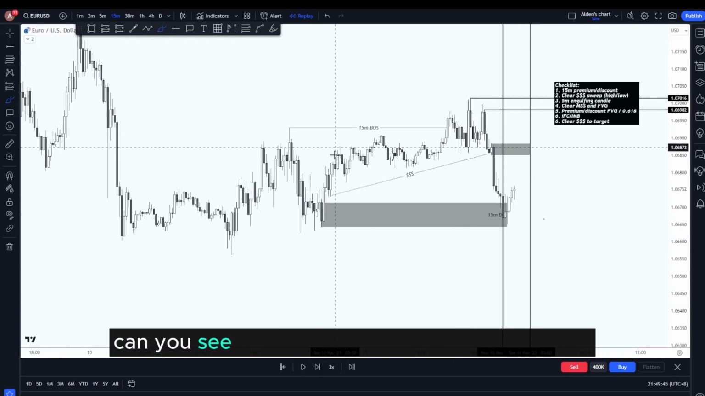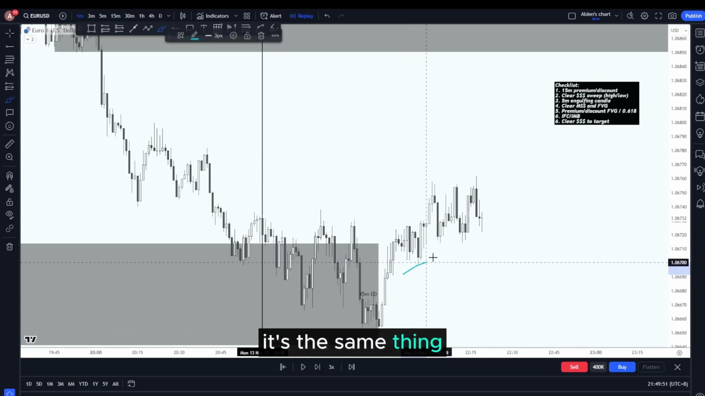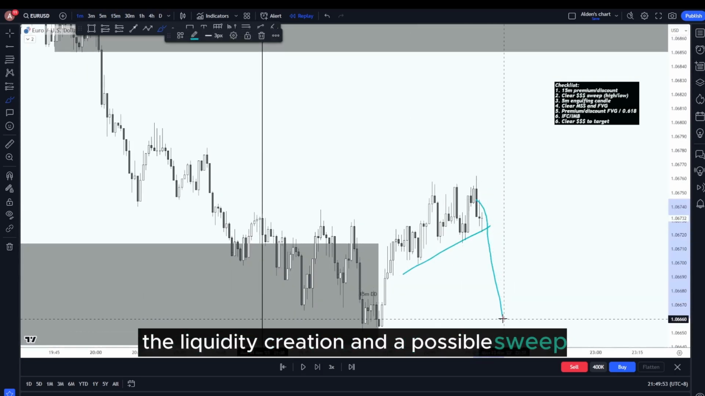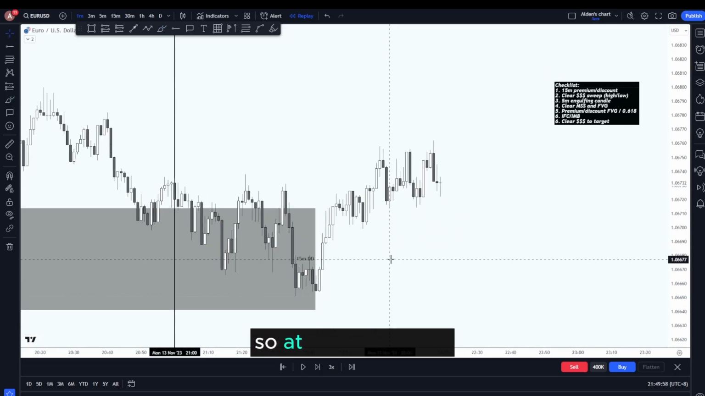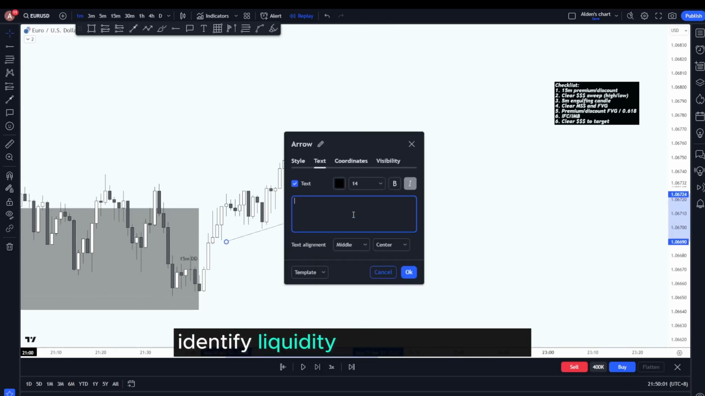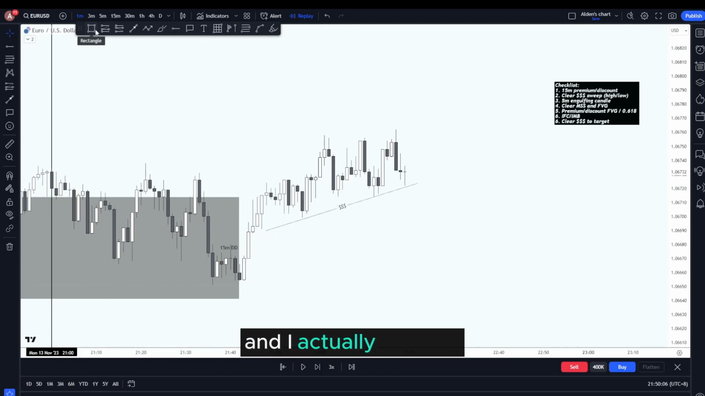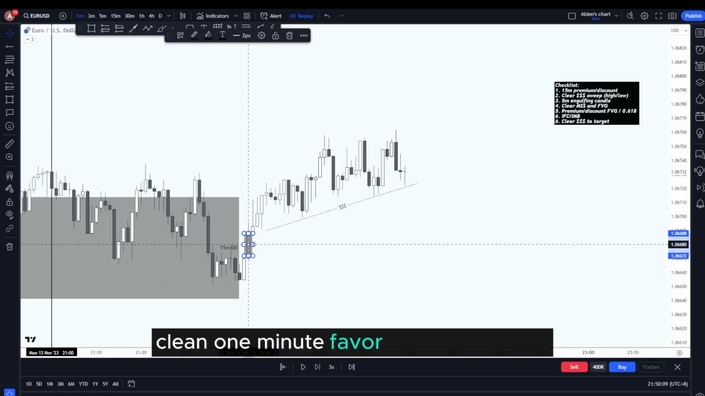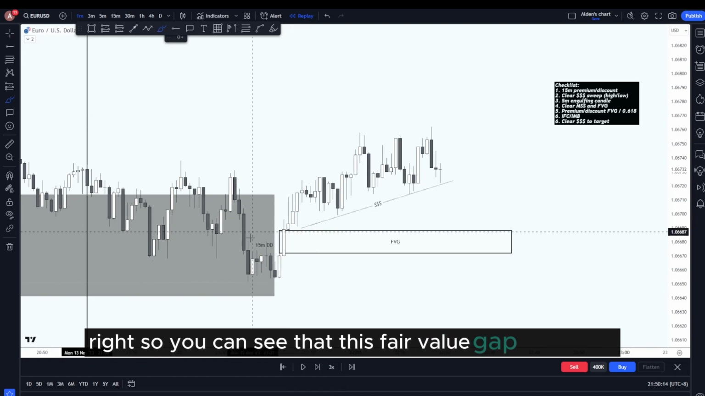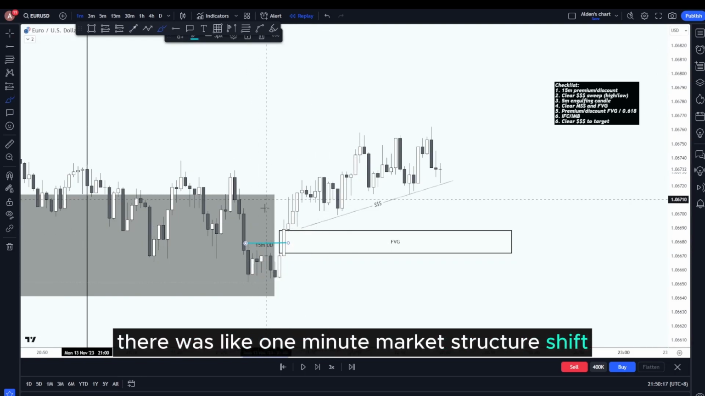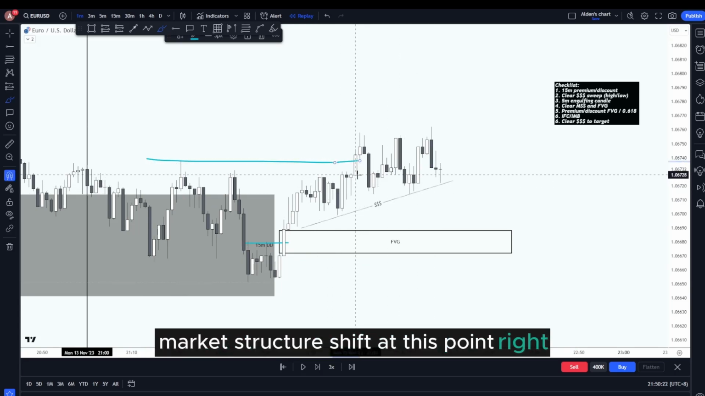Can you see the liquidity creation and the sweep? Look at the 1 minute chart. It's the same thing, the liquidity creation and a possible sweep and the continuation of the uptrend, right? So at this point here, I identified liquidity for us to get in the trade, right? Wait for an inducement. And I actually saw this clean 1 minute fair value gap right here, right? So you could say that this fair value gap, there was like a 1 minute market structure shift at this point, and then there was like a 5 minute market structure shift at this point, right?